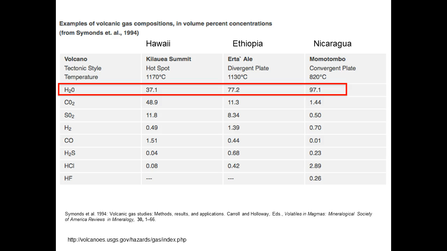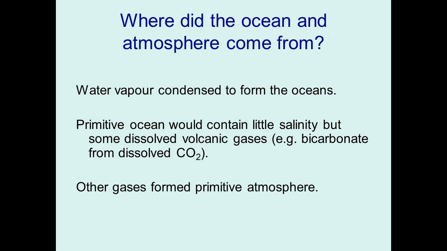Once emitted, the water vapor that was outgassed during the early evolution of the Earth condensed to form the oceans, with some of the water vapor remaining in the atmosphere. The primitive ocean would have contained very little salinity, but would have had some dissolved gases, such as bicarbonate from the dissolved carbon dioxide. Other emissions from these volcanoes would have formed the primitive atmosphere.